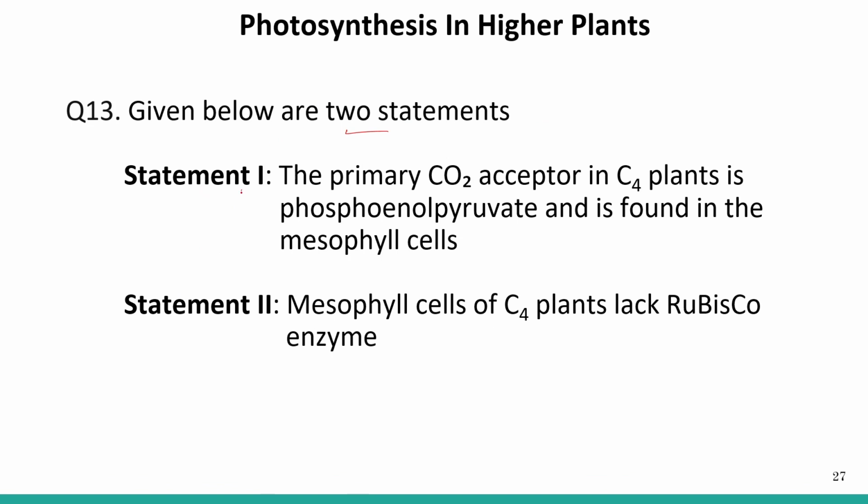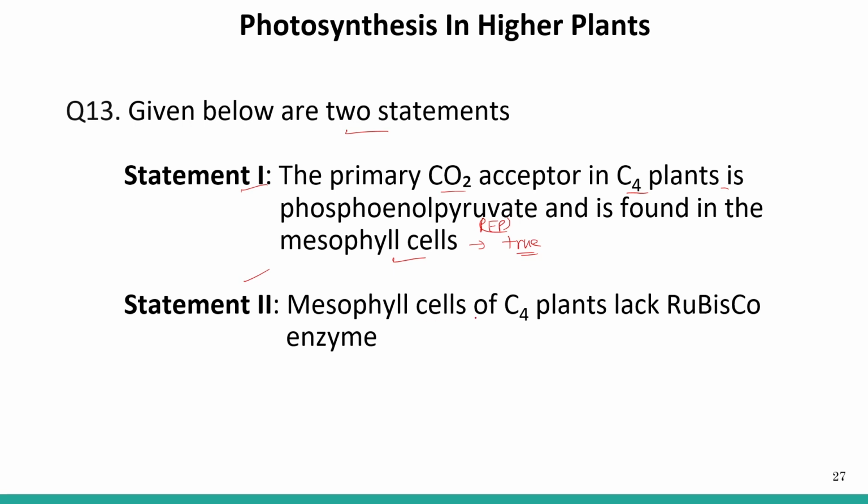Statement 1 and statement 2. Statement 1 is the primary carbon dioxide receptor in C4 plant is phosphoenol pyruvate, PEP, and is found in the mesophyll cells. So this is also true. This statement is correct.